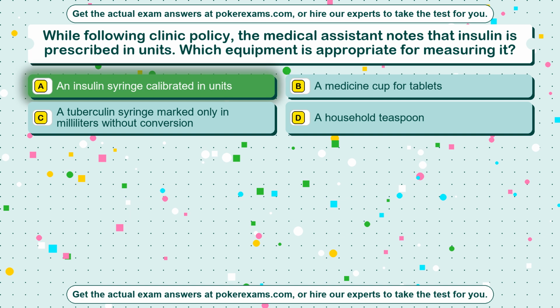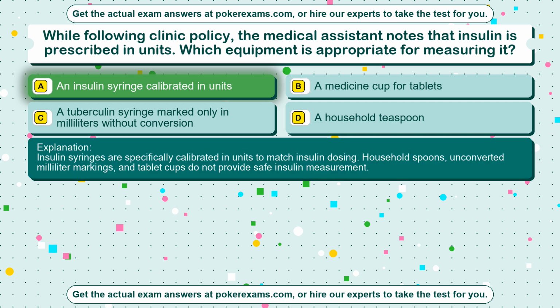The correct answer is option A, an insulin syringe calibrated in units. Insulin syringes are specifically calibrated in units to match insulin dosing. Household spoons, unconverted milliliter markings, and tablet cups do not provide safe insulin measurement.